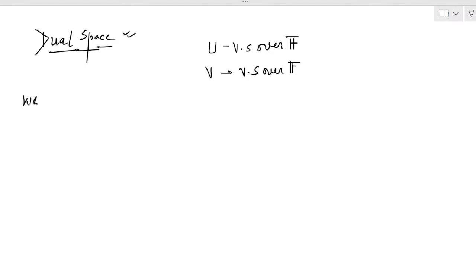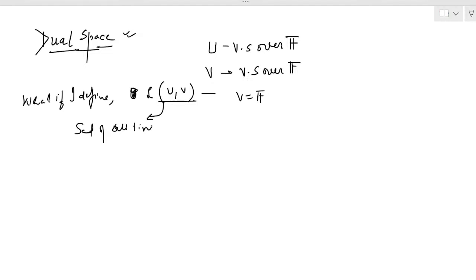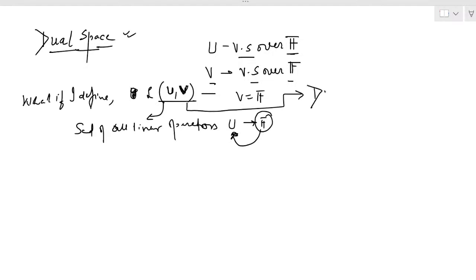Now what if I define a vector space of a set of linear operators from U to V? Instead of this, let me define that V is equal to F. So what am I doing? I am defining a set of linear operators from U to F. What is F? F is the field over which your vector spaces U and V are defined. So remember that U is a vector space over field F, V is also a vector space over field F. Where V is equal to simply F, this particular space is called your dual space. This particular space is called the dual space of U, and it is usually denoted by U star.